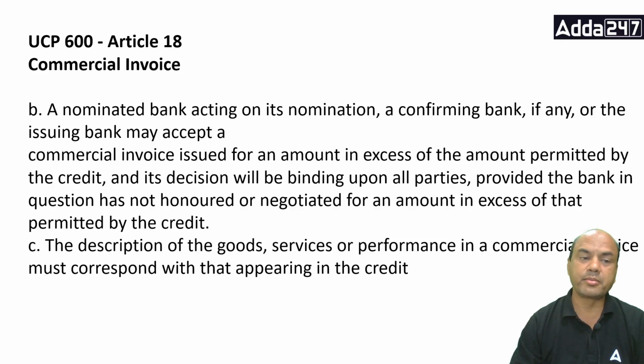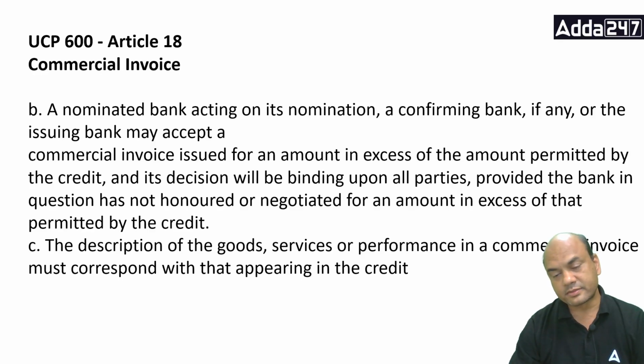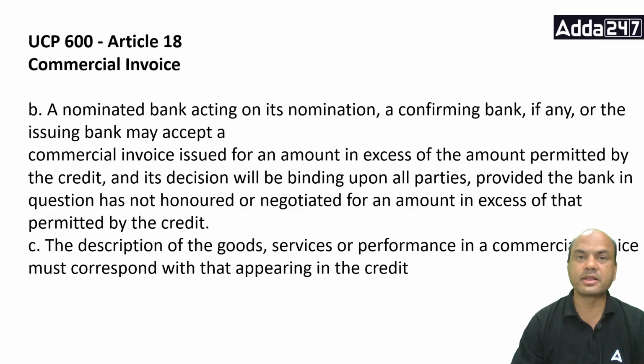A nominated bank acting on its nomination, the confirming bank if any, or the issuing bank may accept a commercial invoice issued for an amount in excess of the amount permitted by the credit, and its decision will be binding upon all the parties, provided the bank in question has not honored or negotiated for an amount in excess of that permitted by the credit.